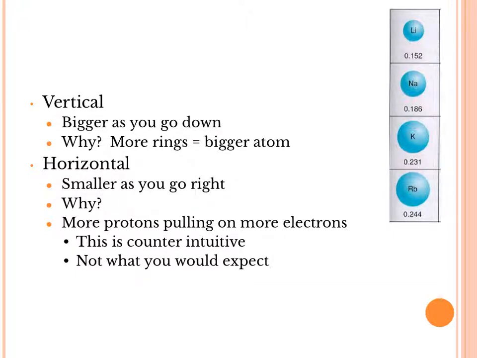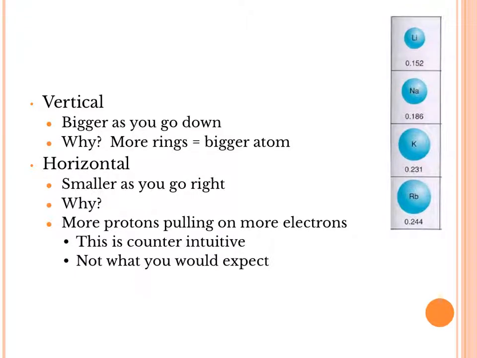If you compare elements in the same group, what you'll notice is that the elements get bigger as you move further down on the periodic table. The question is why? Well, this should make sense to you because as you go down, remember we talked about how each time you go down you add a ring or a valence energy level, and every time you add a valence energy level you get further from the nucleus. So it makes sense that as you add an extra ring, you get a bigger atom.